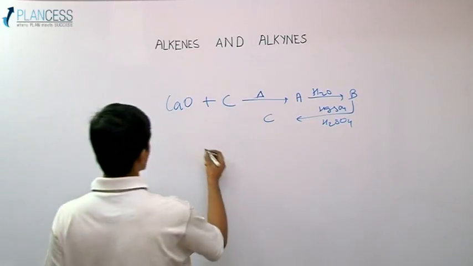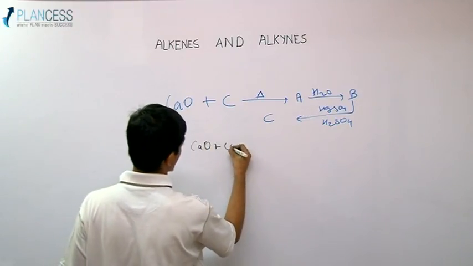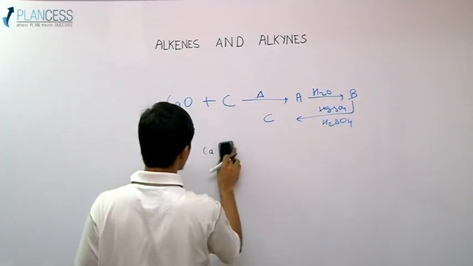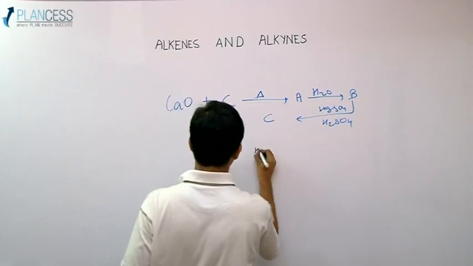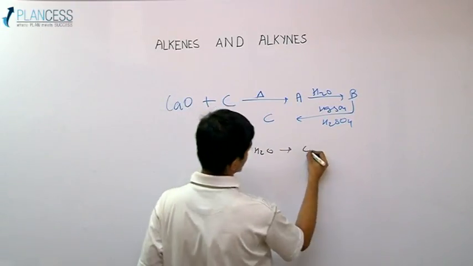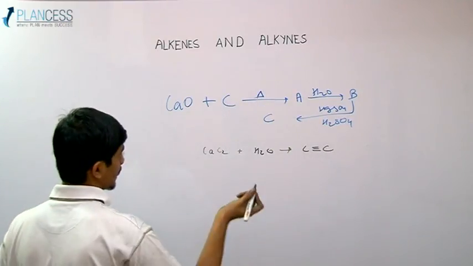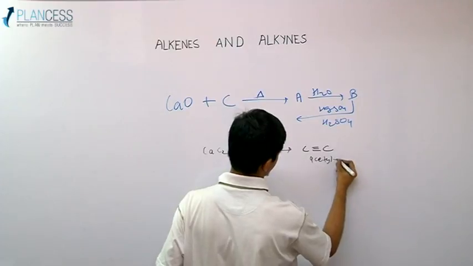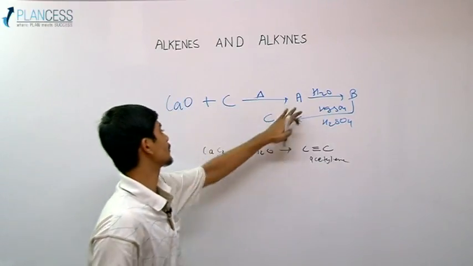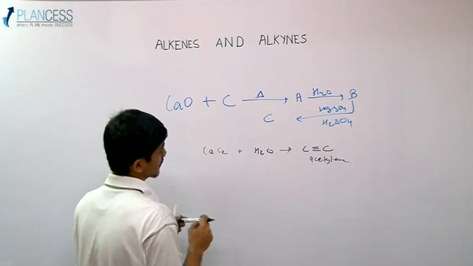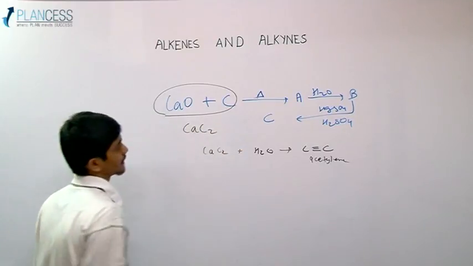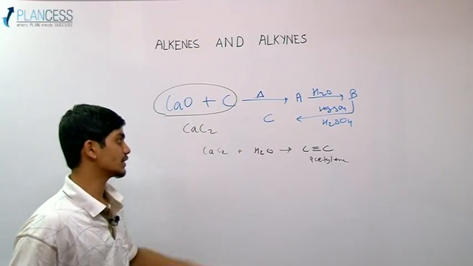Let us see how. If you remember the preparation of alkenes or alkynes, then you will know that CaC2 plus H2O gives you an alkyne, C triple bond C, and this is acetylene. Now this acetylene can be the compound B if the compound A is CaC2, and yes, the compound is CaC2, because CaO plus this carbon can give you calcium carbide, that gives you A, and when it is put in water it gives you acetylene.